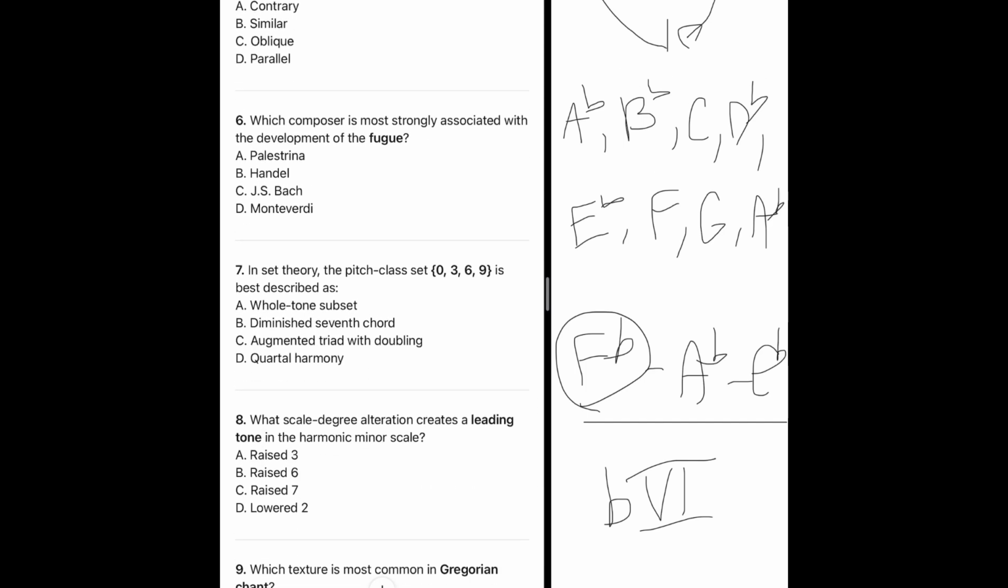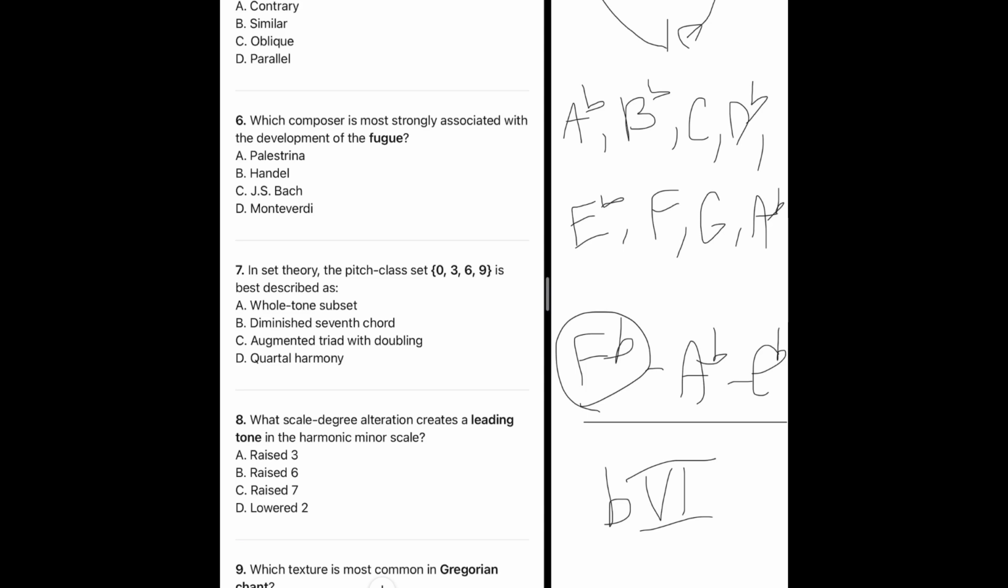In strict species counterpoint, which motion is restricted between perfect consonances? Most restricted is, okay, I'm going to honestly say, if I paid attention, I'm going to say parallel.